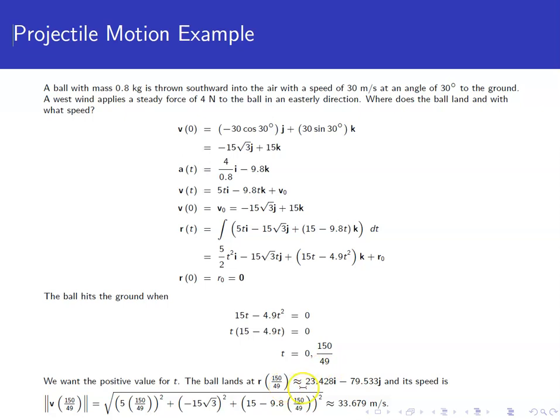Plugging 150 over 49 in for t and approximating, this will give you your vector for where it hits the ground. And then plugging that 150 over 49 back into your velocity up here and taking its magnitude gives you a speed of approximately 33.7 meters per second.